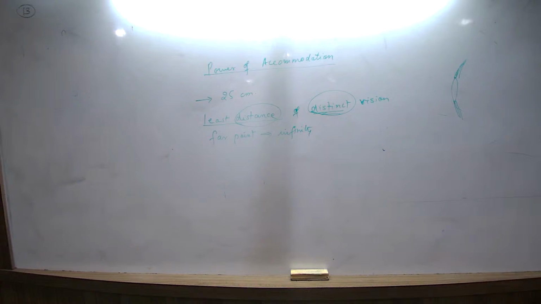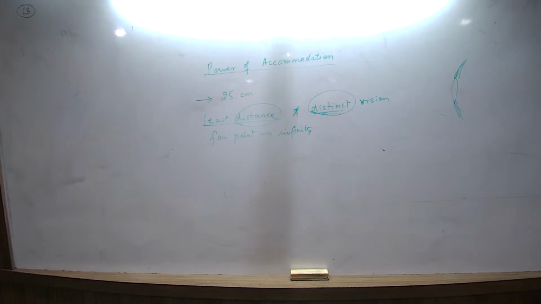Some of the important points that you must remember, put it down in the form of bullet points, one below the other. Near point of the eye. What is the near point of the eye? 25 centimeters. Write it down. 25 centimeters from the eye. And write down the definition.